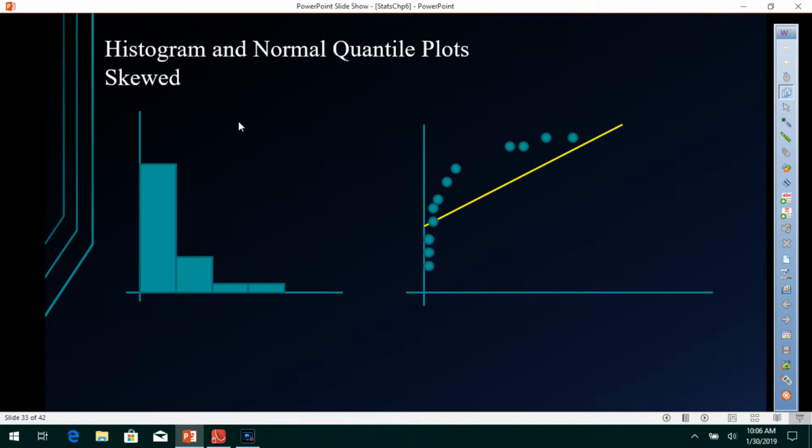Here, histogram and normal quantile plot, this one is skewed. So when you do your normal quantile plot, you see not all of them are on the line, and you can tell that it's skewed to the right.